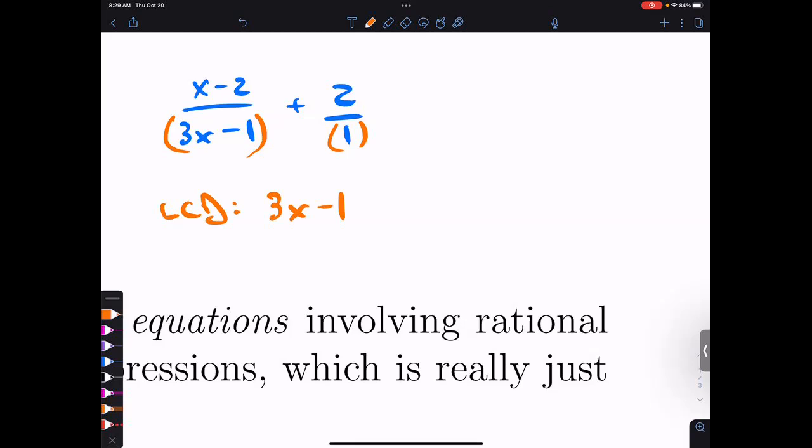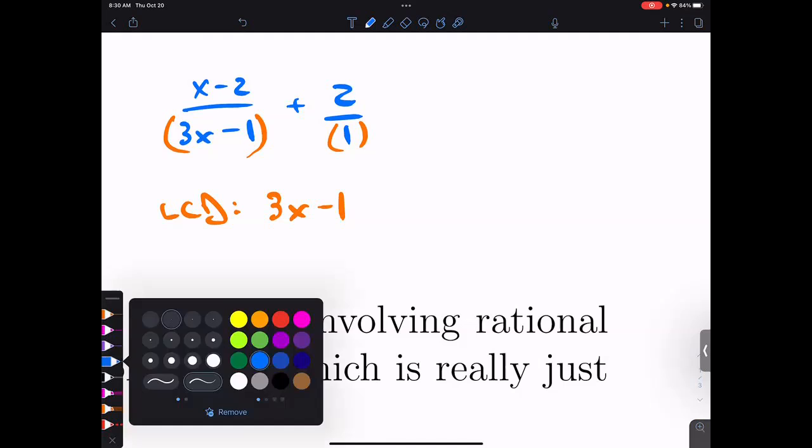The tool that you have to work with here is that you can multiply by 1 whenever you want, right? Now you can write that 1 as 2 over 2 or 3 over 3 or 3x minus 1 over 3x minus 1 or whatever. But multiplication is the tool that you have to work with. So the way we find the least common denominator is building it up with multiplication. The denominators that I need to incorporate are this and this.